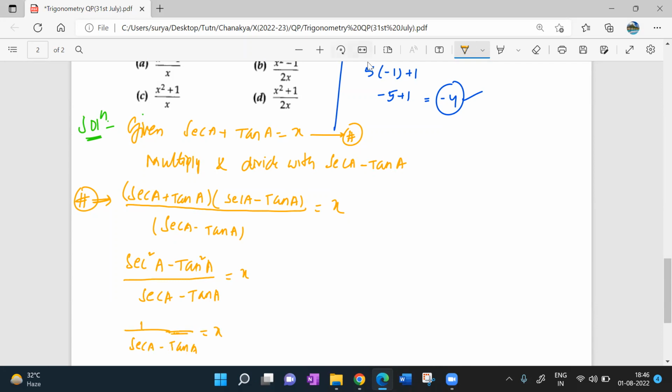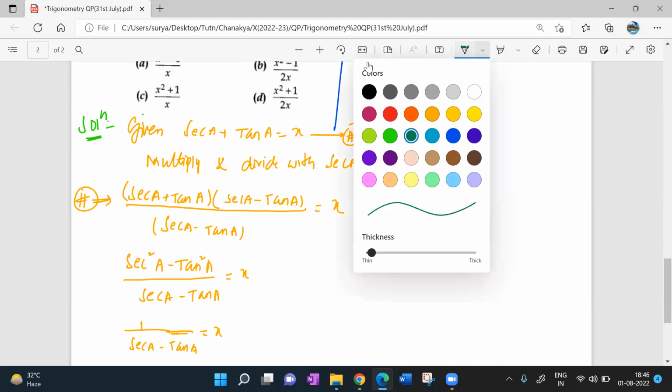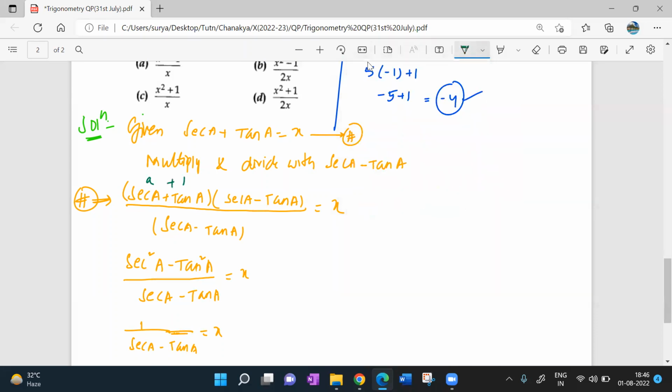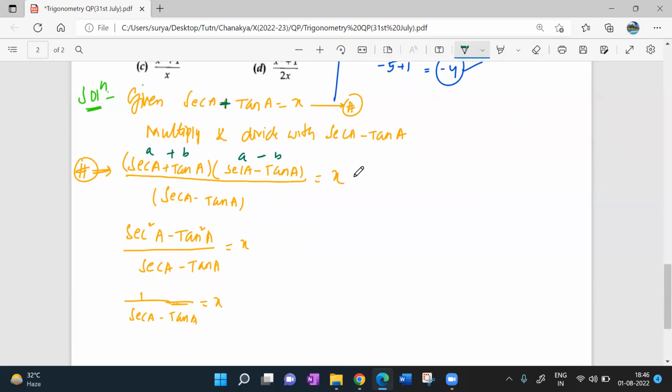Any doubts here? Guys, any doubts? Sir, why did we multiply and divide with secant A and tan A? Because, beta, by looking at the question, I don't have any other option. This type of question has been asked since my 10th standard. If I multiply and divide with its conjugate, I would get an identity. I'm multiplying and dividing with secant A minus tan A in such a way that I get my identity.